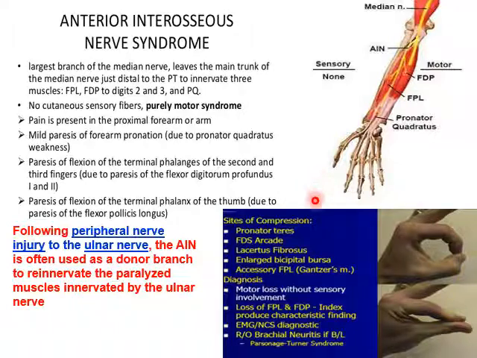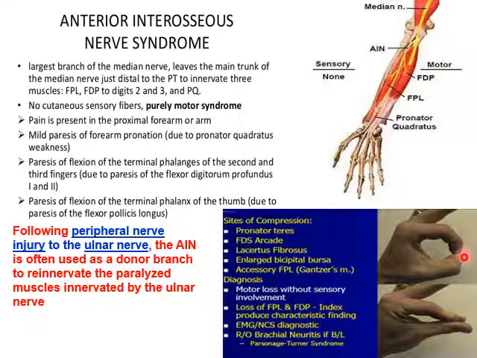So here what happens is, this can be due to compression of the median nerve in between the two heads of the pronator teres, what you call entrapment syndrome of pronator teres, and the flexor digitorum superficialis arcade, as it enters into the forearm. There is lacertus fibrosus, that is the fibrosis of the bicipital aponeurosis, enlarged bicipital bursa, and Gantzer's muscle.